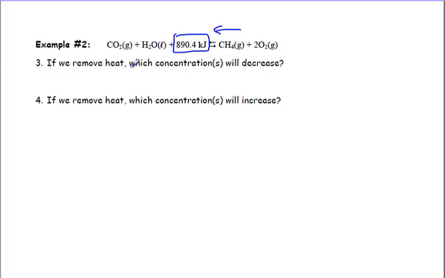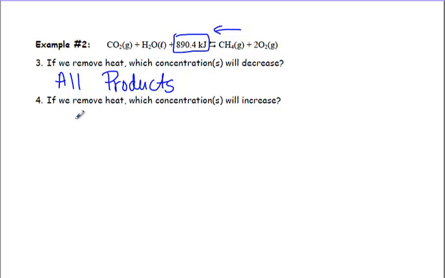And then the concentrations of the products will decrease. Okay, because it's going back toward the reactants. This will all increase. The shift is going to determine the increase in, or decrease in concentration. So all products. Then if we remove heat again, remember the shift is going to the left.